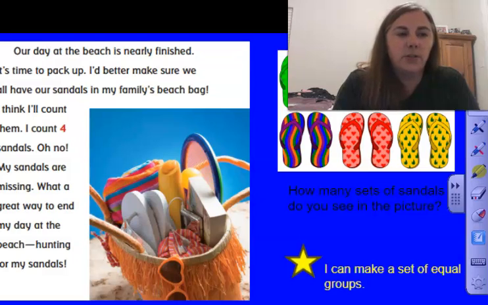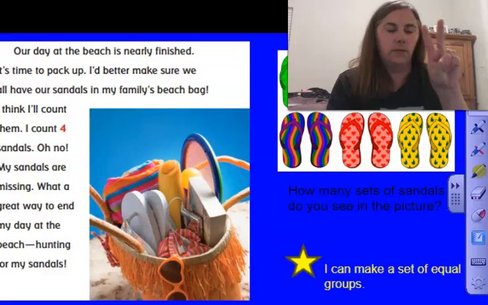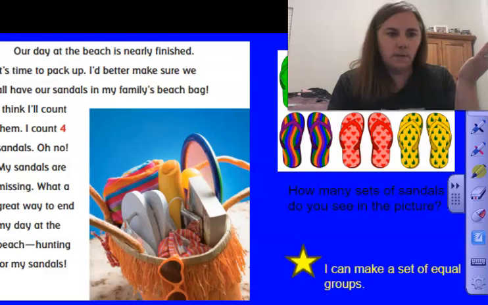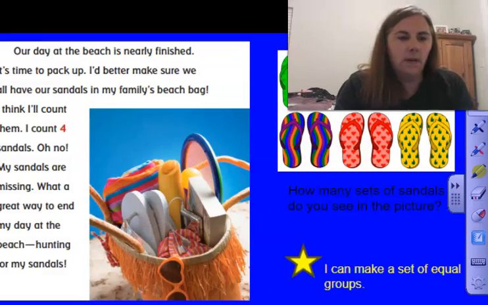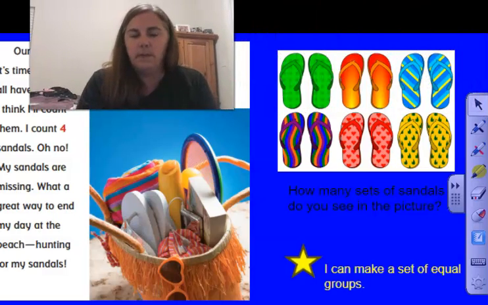I better make sure we have all our sandals in my family's beach bag. I think I'll count them. I count 4 sandals. 1, 2, 3, 4. Oh no! My sandals are missing. What a great way to end my day at the beach. Hunting for my sandals. I sure hope they find their sandals. But let's take a look at the sandals that we have over here.